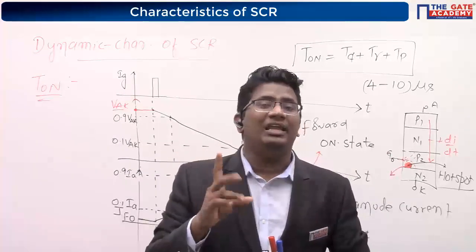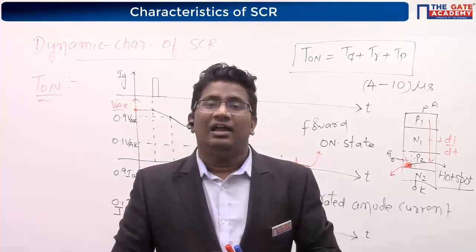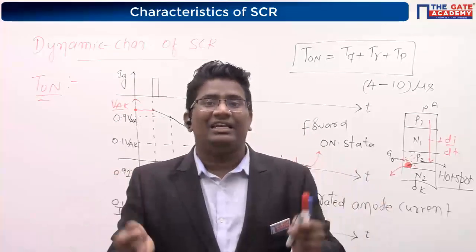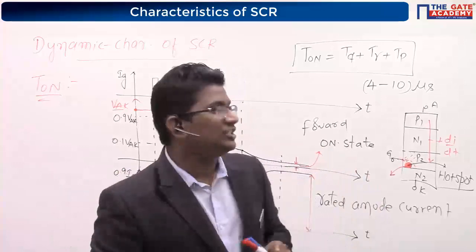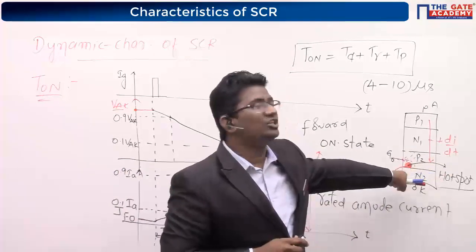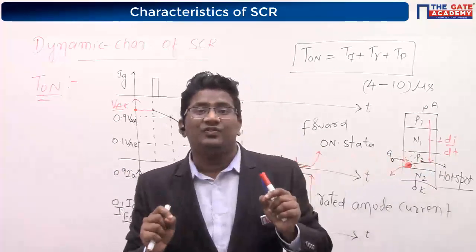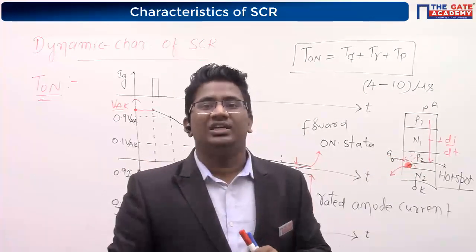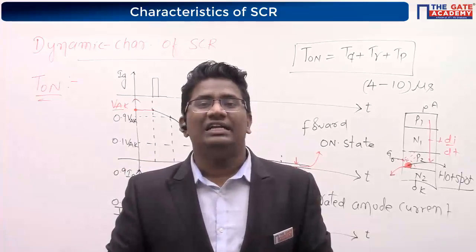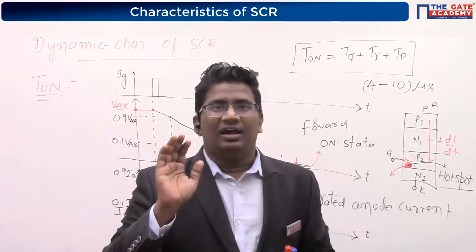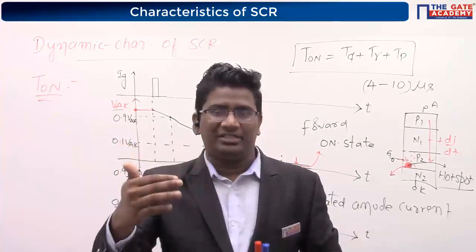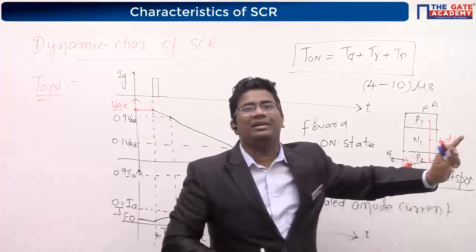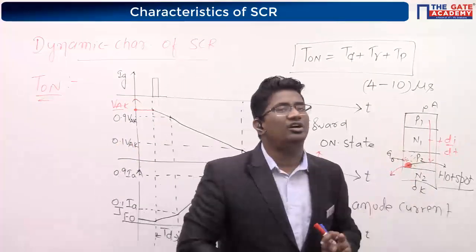Another snubber is for external dV by dt protection. One protection is for di by dt protection to avoid hotspots. Another is for external dV by dt protection for reducing the discharging current. Are you getting it? We will see what a snubber circuit means very soon. Okay, so how will we protect this SCR from local hotspots?